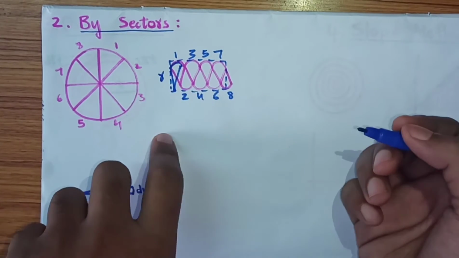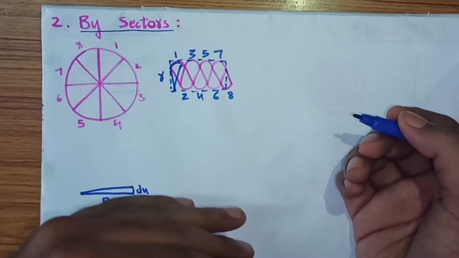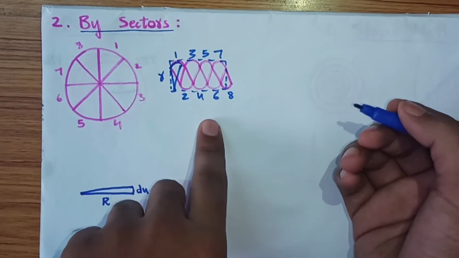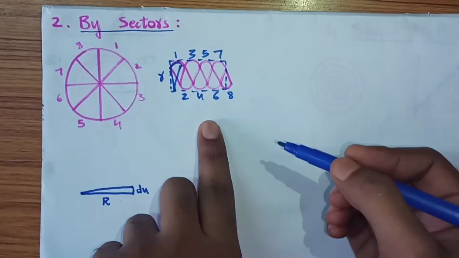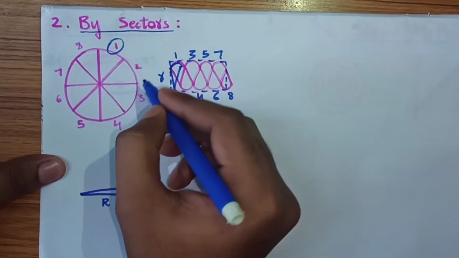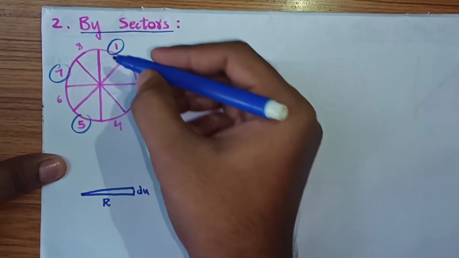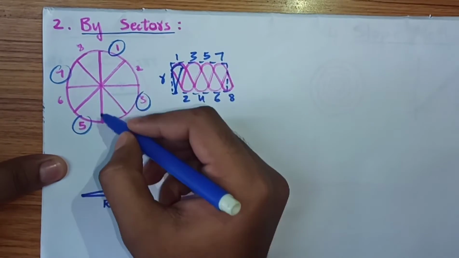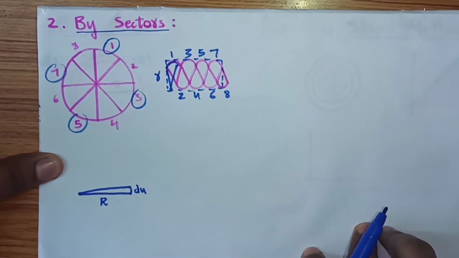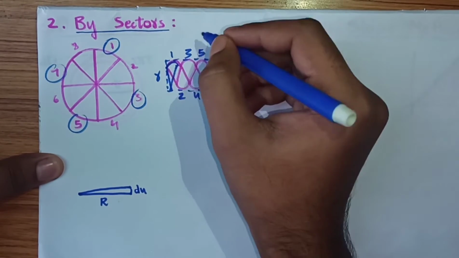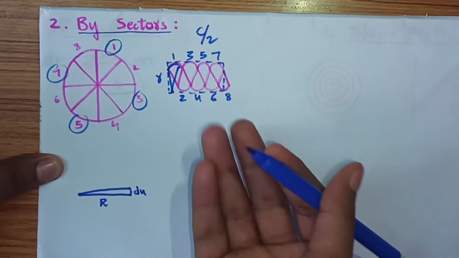So you can simply write it as r, and the other side, the upper one or down one, is half of the circumference of the circle. You can see all the odds, all the evens. When you add all this, you will get half of the circumference of the circle. So simply we can write it as circumference by 2.